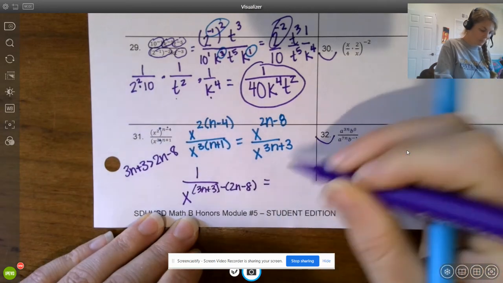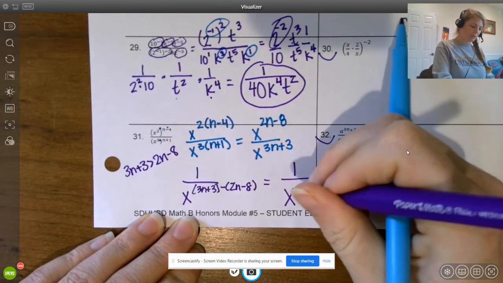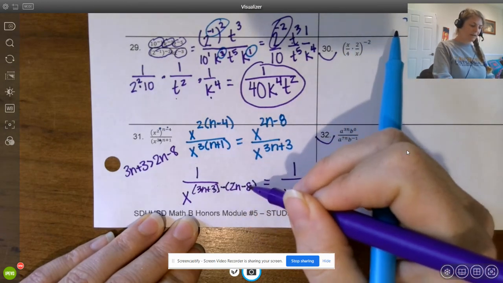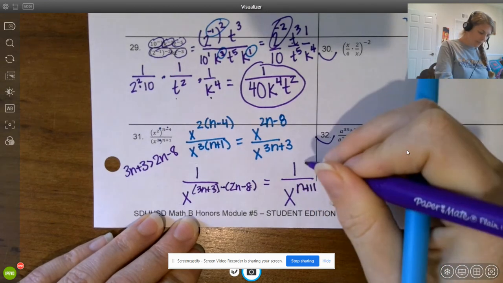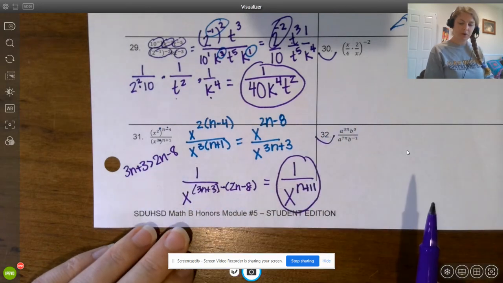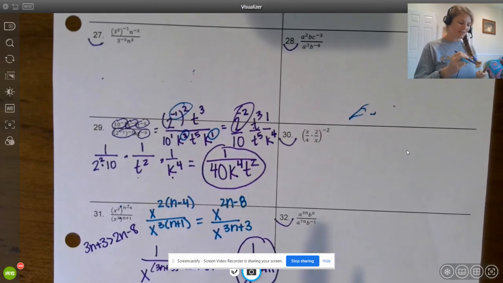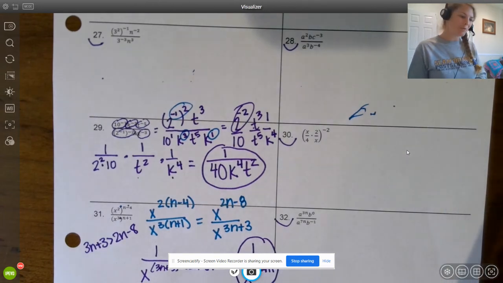So be careful with that double negative. So this is 1 over x to the 3n minus 2n is n. And 3 minus negative 8 turns into 3 plus 8. So that's right, plus 11. So remember what we talked about with which exponent is larger when you're working on 32. Okay, go ahead and finish the page. Pause the video, finish the page, and we will go over our answers in just a minute.